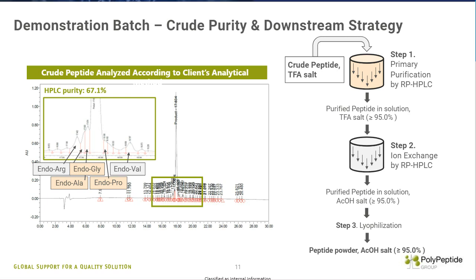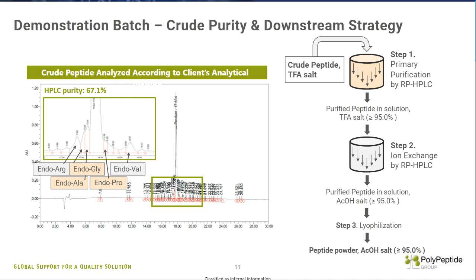What we envisaged for this purification was a two-step purification strategy. The first step would be, of course, performing a primary purification by reverse phase HPLC to essentially get up to 95% purity, and this would be performed in a TFA-based system. After this, we perform an ion exchange in order to exchange the salts for an acetate salt, which was desired by the client. Then we perform lyophilization in order to get the final peptide powder at the end. So this is what we envisage for the actual purification.